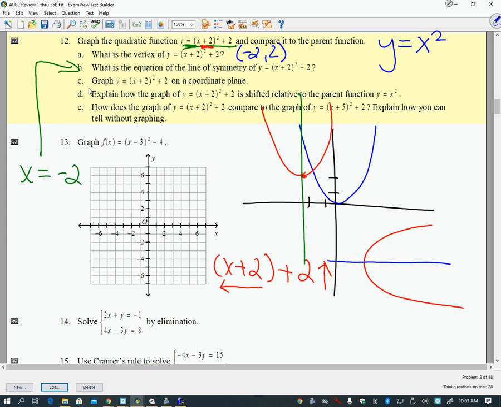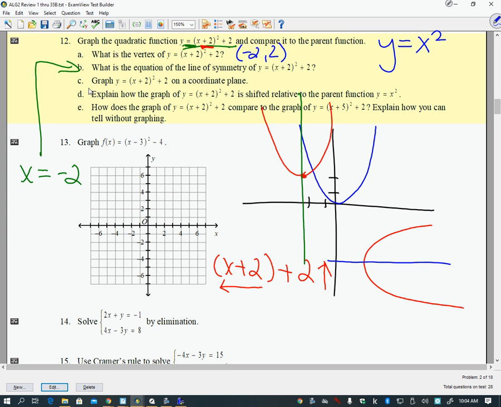If it opens up or down, my line of symmetry is going to be a vertical line with an equation of x equals the x coordinate of the vertex, okay? If it opens to the side, which I don't think you'll see in this class this year, we would have a line of symmetry that cuts through the y coordinate of our vertex, so it would be y equals that number, okay?